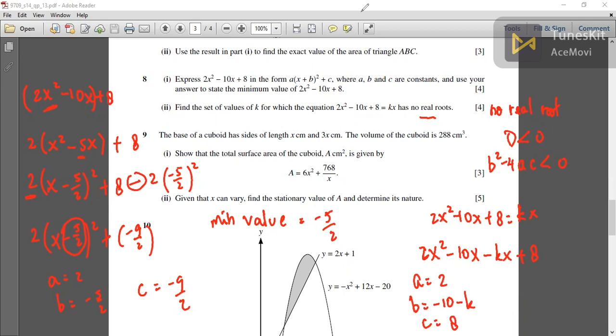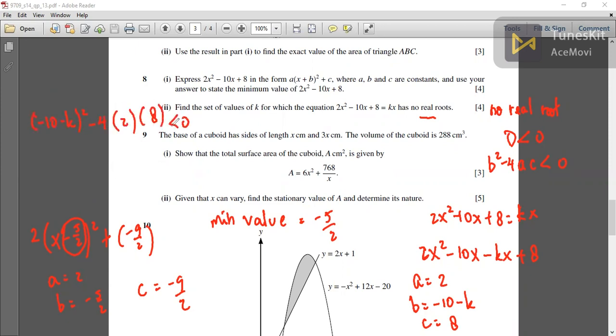Okay, let me try to clean this part first. b squared minus 4ac, so we have minus 10 minus k, squared, minus 4ac, smaller than 0. So it will be 100 plus 20k plus k squared minus 64, smaller than 0. So k squared plus 20k plus 36 smaller than 0.